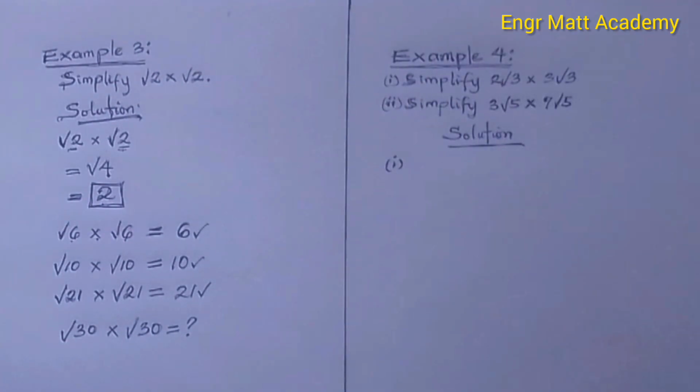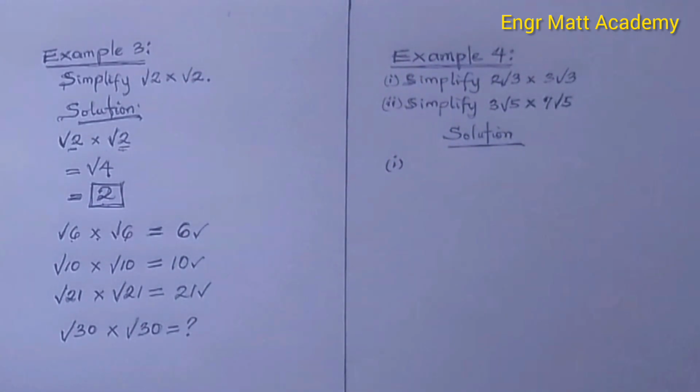Okay, this time we have two problems. Simplify 2 root 3 times 3 root 3 and simplify 3 root 5 times 7 root 5. It's no time to waste. Let's go straight to the solution.